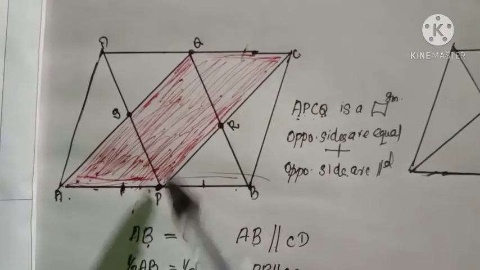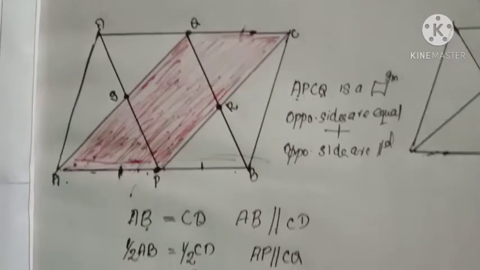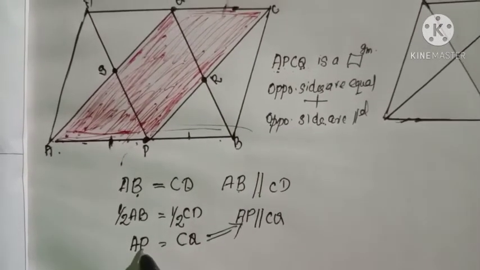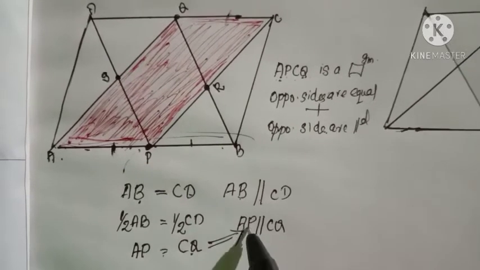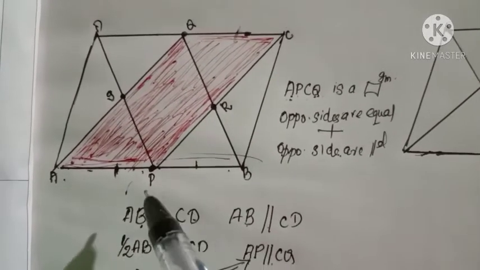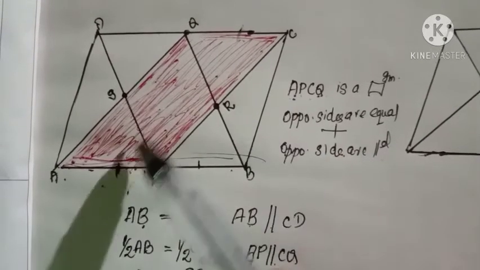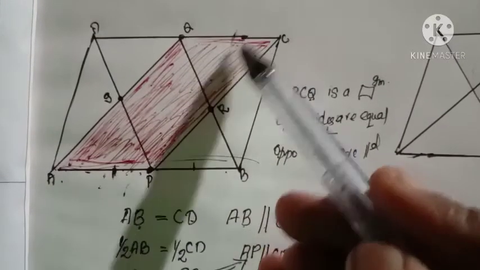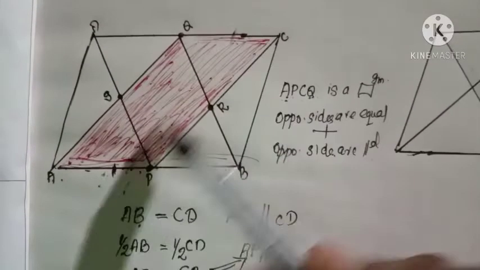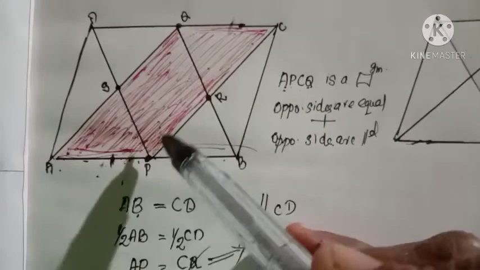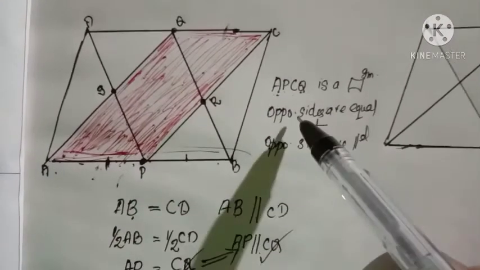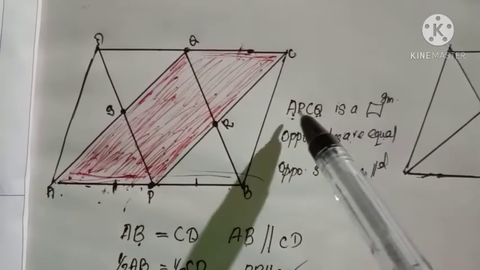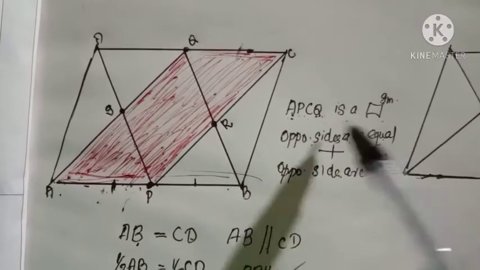So definitely AP is parallel to QC or CQ. So look at here. AP is equal to CQ and AP is parallel to CQ. What are AP and CQ? In this quadrilateral, AP and CQ are opposite sides and we prove opposite sides are equal and parallel. If opposite sides are equal and parallel, then the quadrilateral APCQ is a parallelogram.